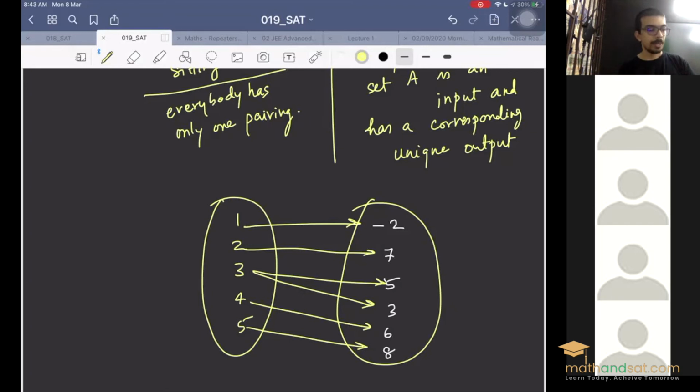This is a very important idea. I'm sure you would have seen this in school, but you have to really understand what is happening here. Is this a function? Can somebody tell me? Is this mapping given here a function? Just give me a yes or no. Others? No. Why? Because why?